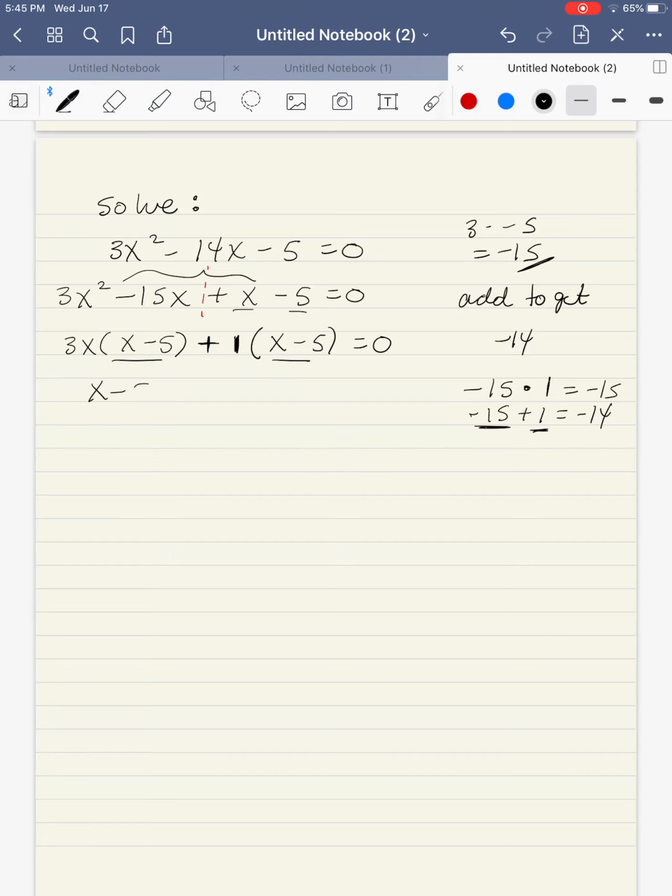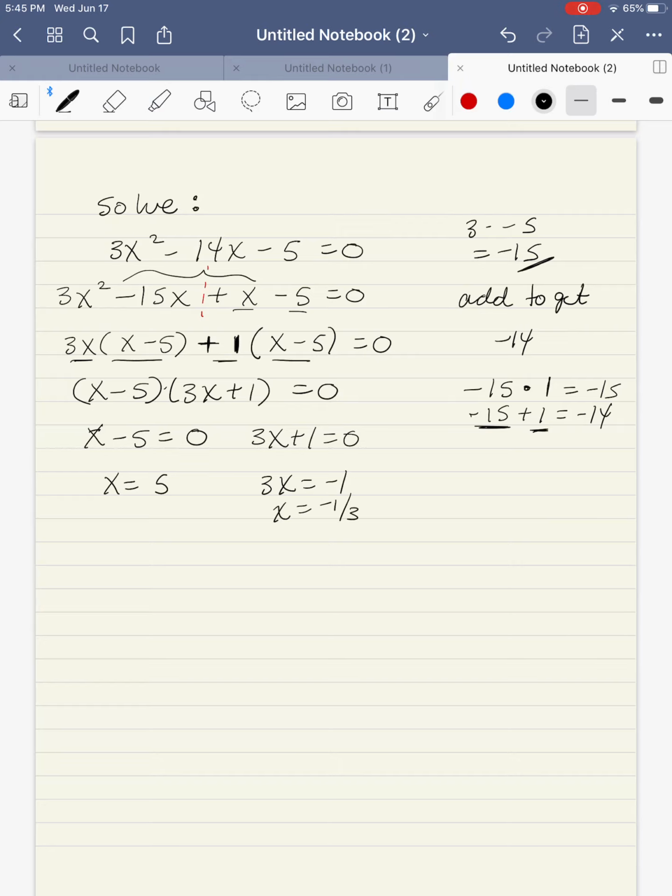So when we factor out the x minus 5, when we divide it back out front, we're left with the 3x and the plus 1. And we have this completely factored. So I can set each factor equal to 0 and solve for x. And again, we get the same answer.